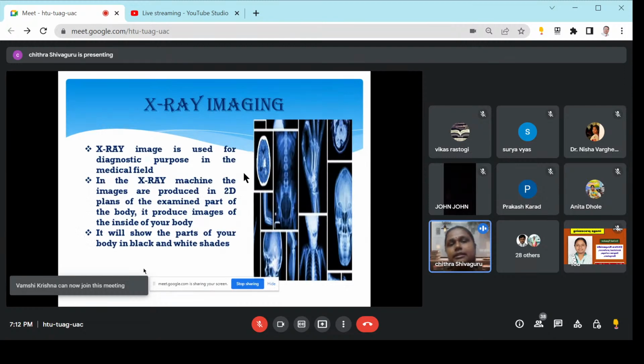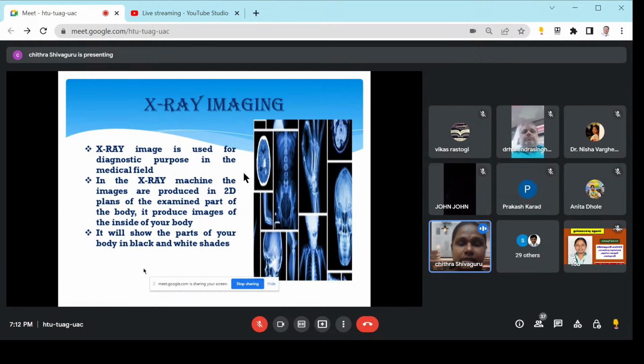Yeah, so here it is. First one, it is the X-ray imaging. It is used for diagnostic purposes in the medical field. It gives the result as a 2D image, which shows the inner body of the patient, and gives the results in black and white sheets. So here are the results of the X-ray images.